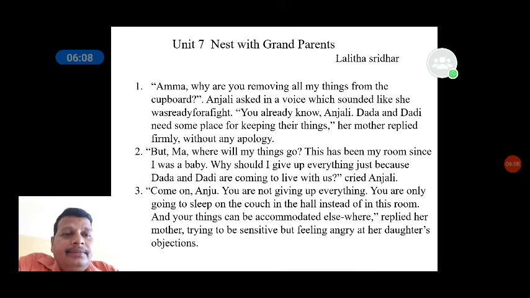Come on, Anju, you are not giving up everything. You are only going to sleep on the couch in the hall instead of in this room, and your things can be accommodated elsewhere, replied her mother, trying to be sensitive but feeling angry at her daughter's objections.